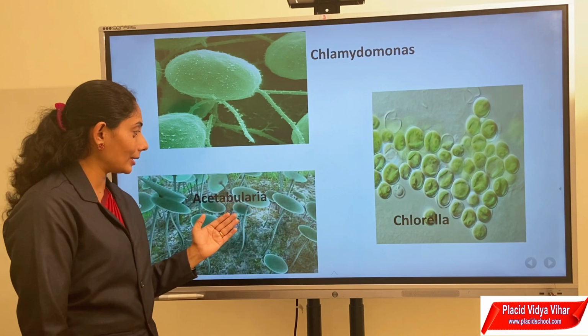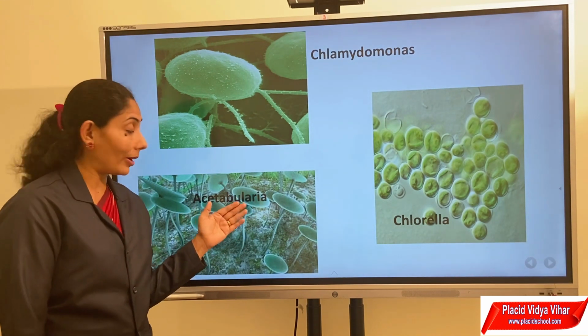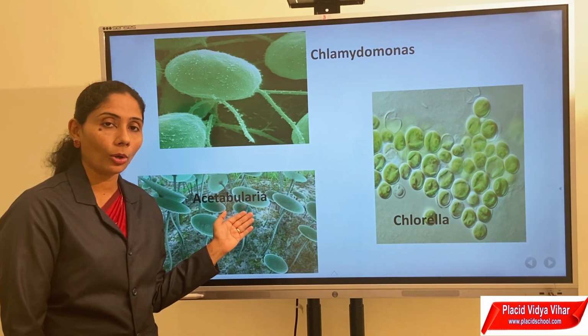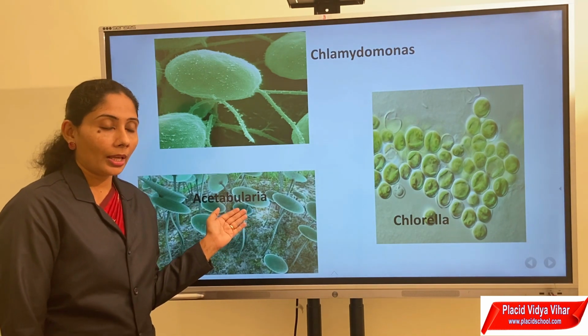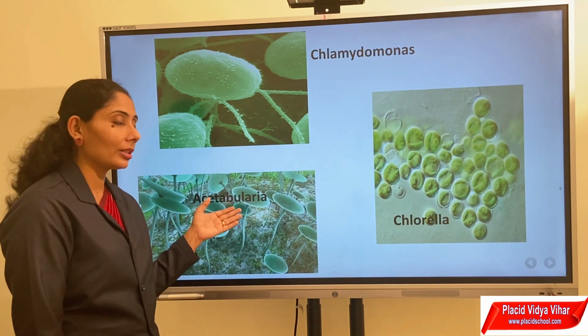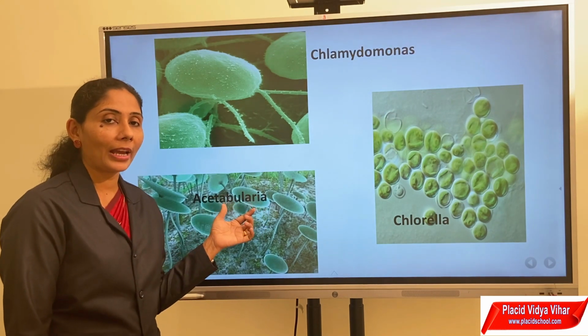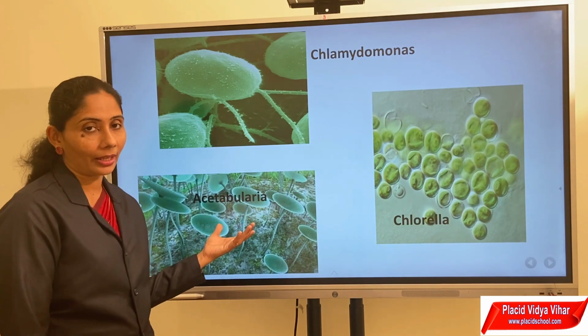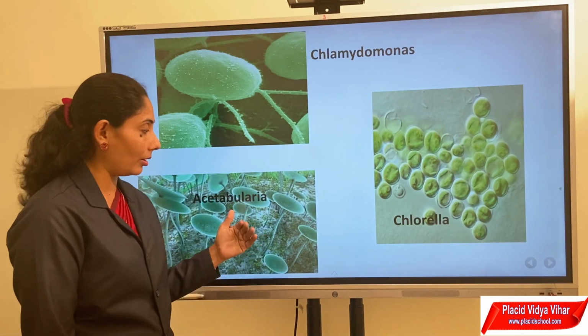Chlorella. Now, one of the interesting facts about Acetabularia is that even though it is unicellular, you can see it because it measures from 0.5 cm to 10 cm. So they are gigantic in spite of being unicellular.